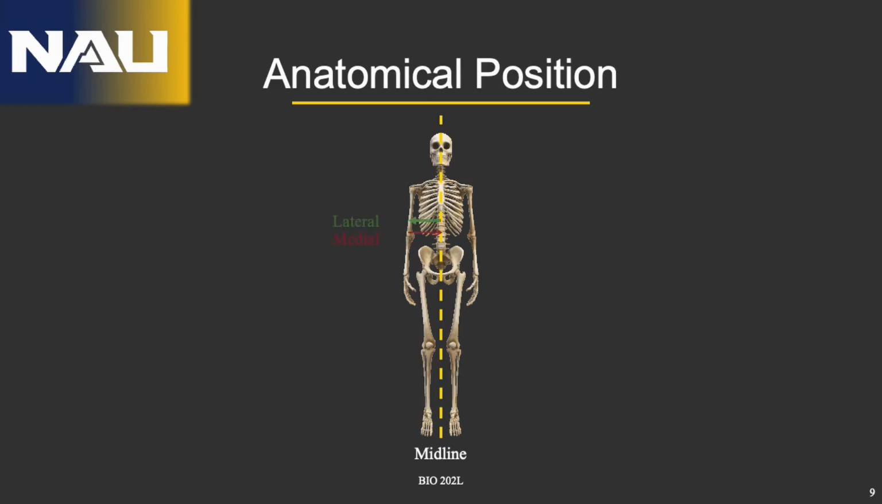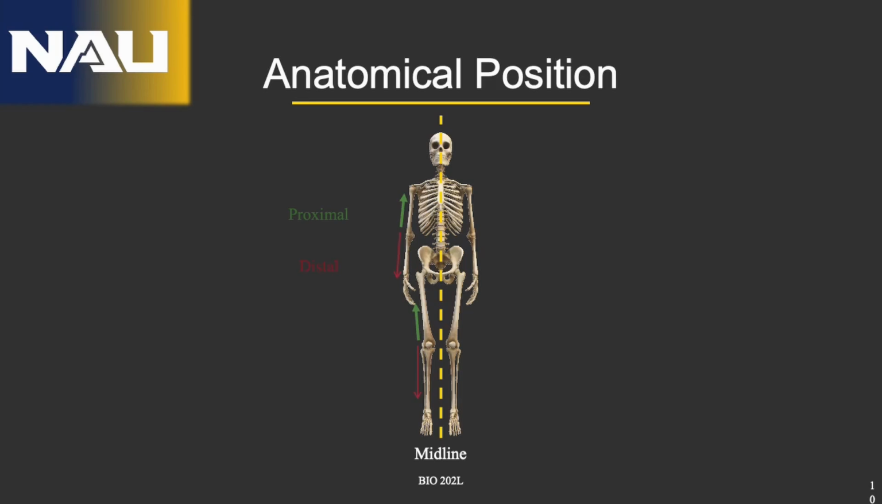You can see here a green lateral arrow and a red medial arrow. Medial means towards the midline of the body. Lateral means away from the midline of the body. Then we have proximal and distal. Proximal means closer to the point of attachment or to the trunk of the body. Distal means further away from the point of attachment or the trunk of the body.